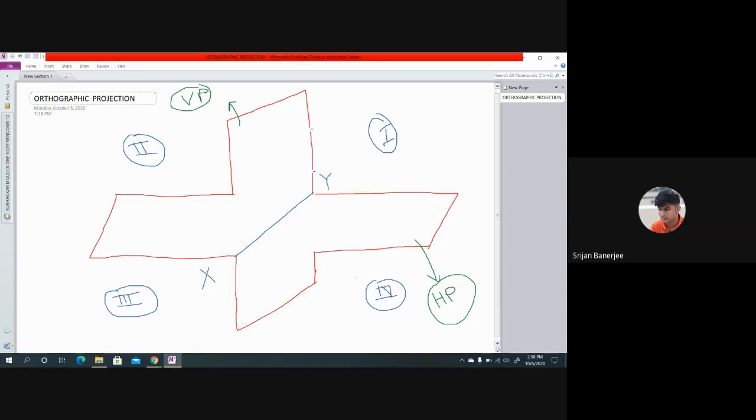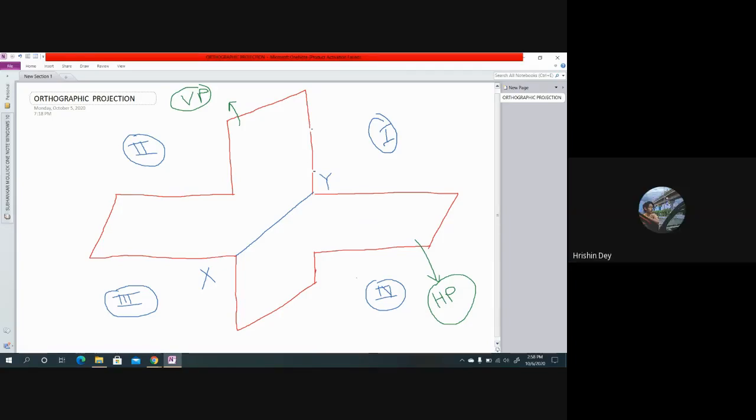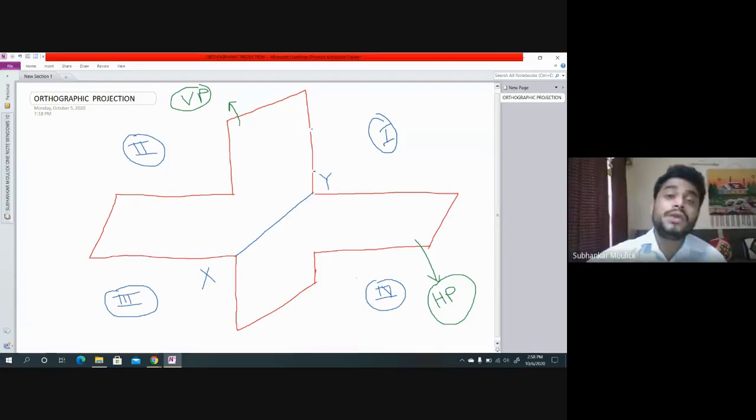Yes, sir. Okay. Other people, please respond whether it is clear or not. Yes, sir. Okay. So this is one way by which you can define where your object is placed.